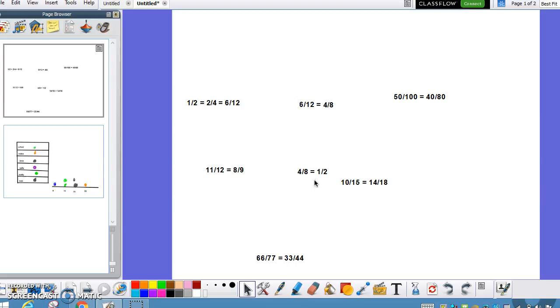10/15 is equal to 14/18. And 66 out of 77 is equal to 33 out of 44.